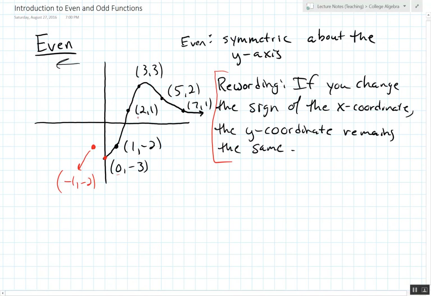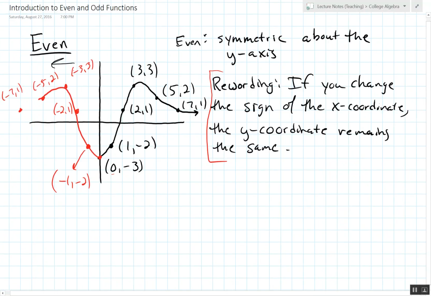Let's see then what happened here. I will change this 2 to a -2, but the 1 remains the same. I'll change this 3 to a -3, but the 3 will remain the same. This 5 will change to a -5, and we'll have a 2, and this 7 becomes a -7, and the 1 remains the same. And look what happens here. I get a mirror image of the function on the other side of the y-axis.